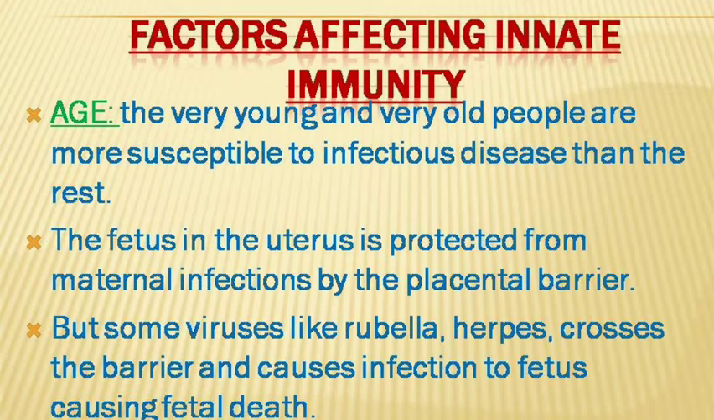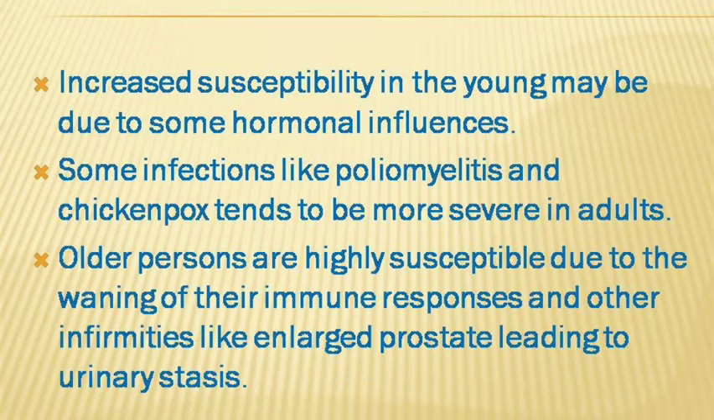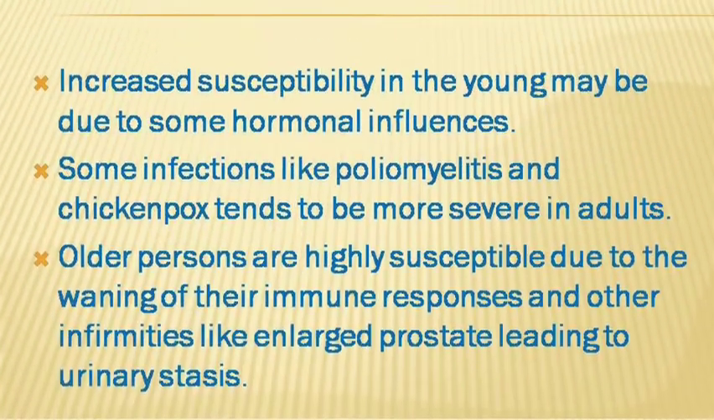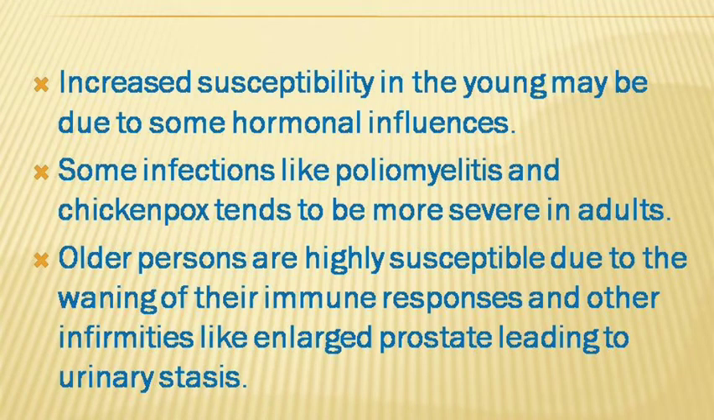First one is age. The very young and the very old people are more susceptible to infections than the rest. The fetus is protected from maternal infections by the placental barrier. But some viruses like rubella and herpes cross the barrier and cause infection to the fetus, which may cause fetal death. Increased susceptibility in the young may be due to some hormonal influences. Some infections like poliomyelitis and chickenpox tend to be more severe in adults. Older persons are highly susceptible due to waning of their immune responses, because as we grow older, there is less immunity in us. And there are other infirmities like enlarged prostate, which leads to urinary stasis in old people.